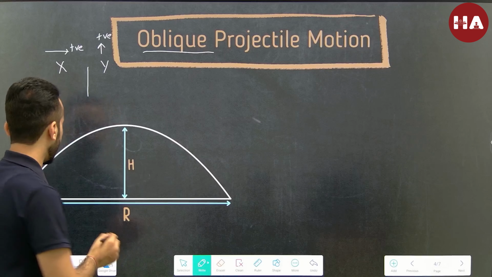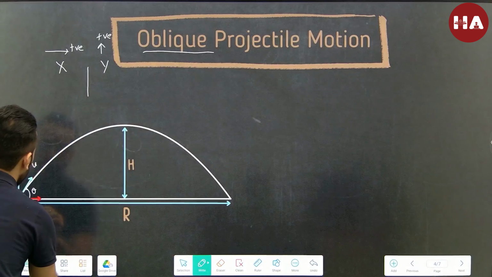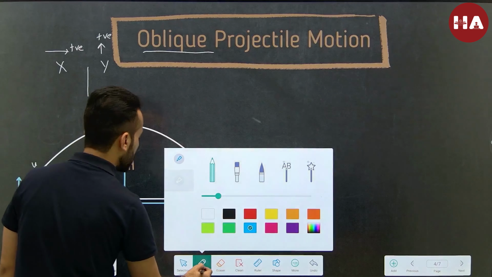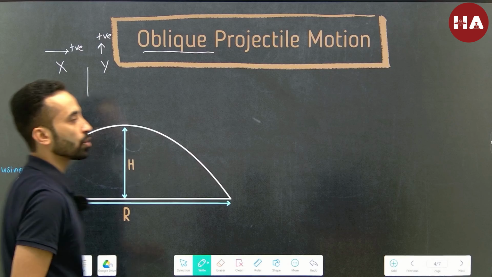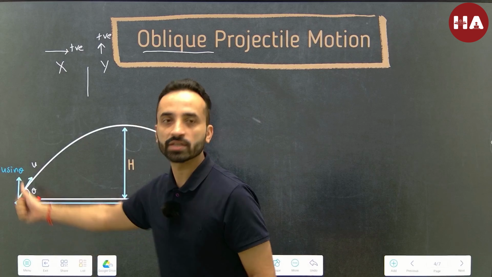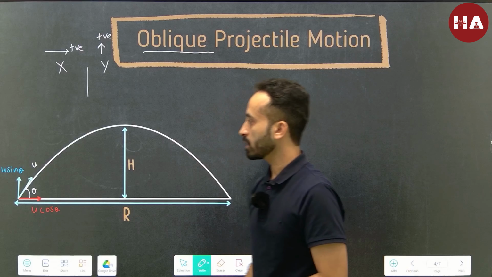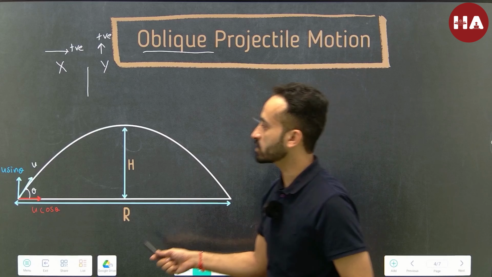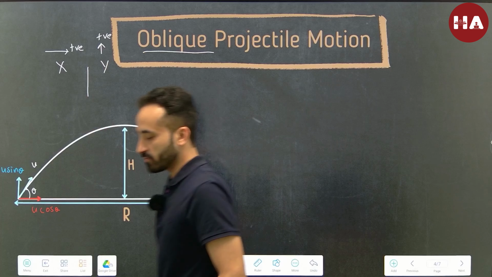So what is the velocity in x direction? So let me use red color here. So it is going to be u cos theta. And what is the velocity in the y direction here? It is going to be u sin theta. Since you already know vector resolution, so this is u cos theta and this is going to be u sin theta. Please make a note of this, u cos theta and u sin theta. So we've projected it horizontally with u cos theta and vertically with u sin theta. Make a note of this.